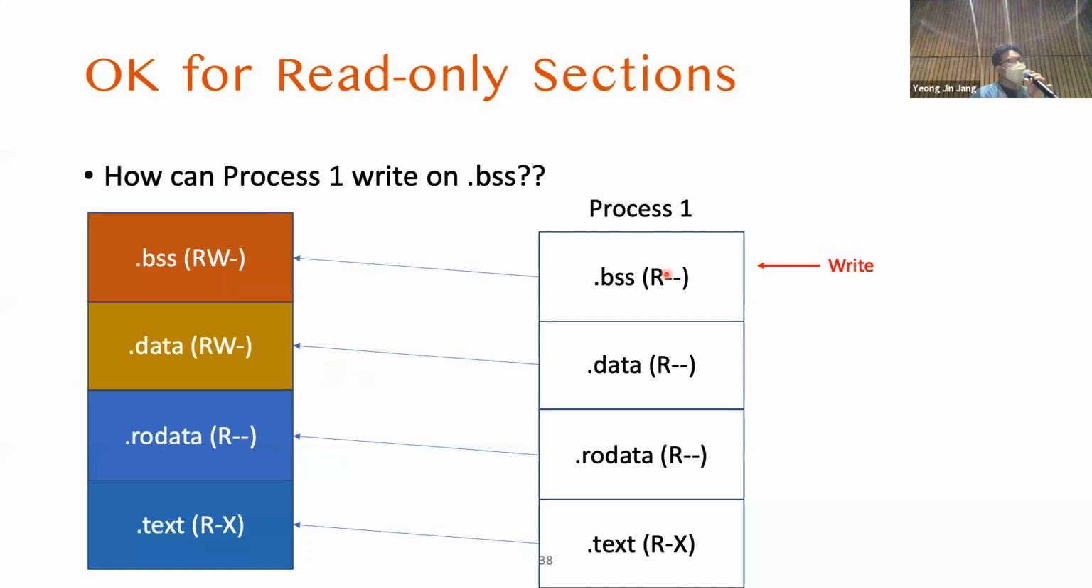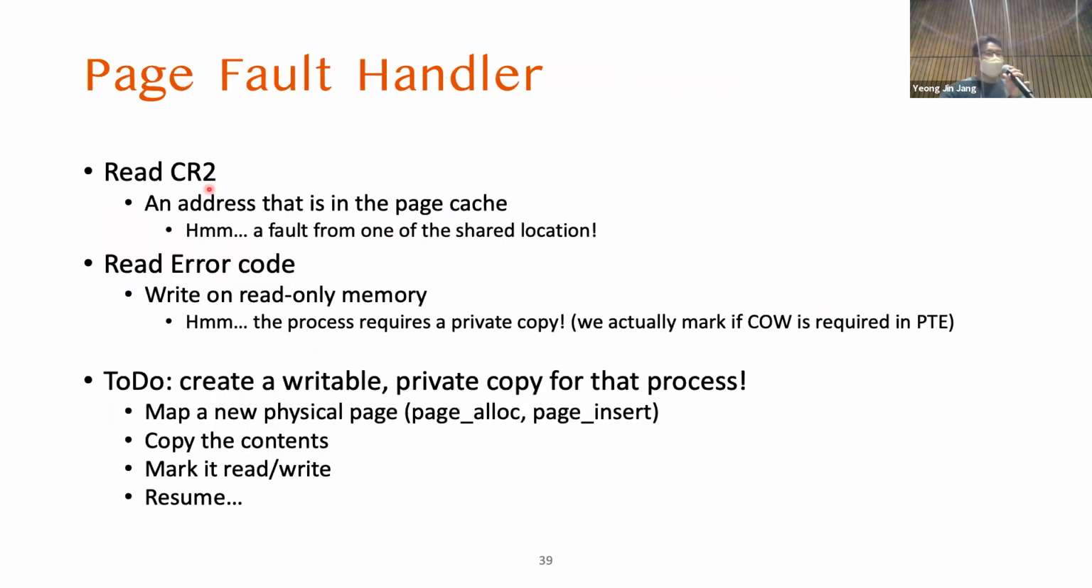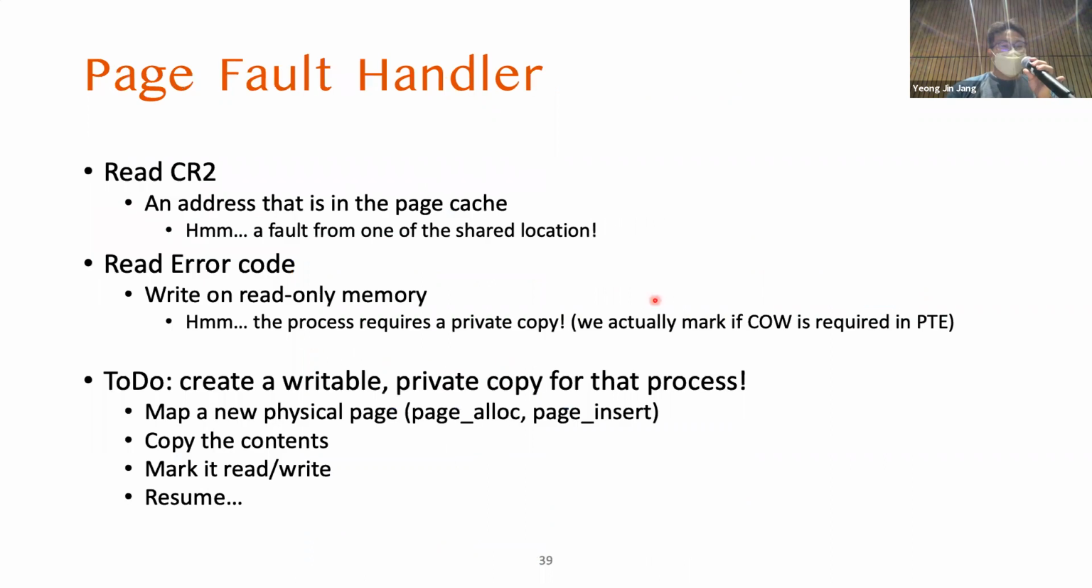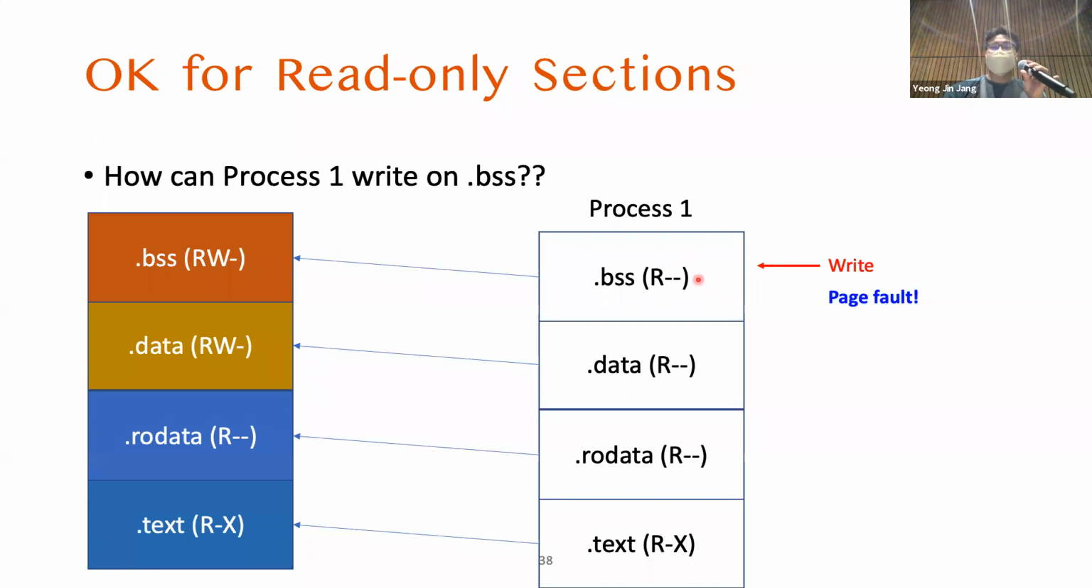Then this is read-only, so it will generate a page fault. Then we can take a look at the CR2, and the address is from here. From the error code, we can also see that it attempts a write access on the read-only memory. Although the current page table says that it's read-only, we know which program this process will load at the operating system.